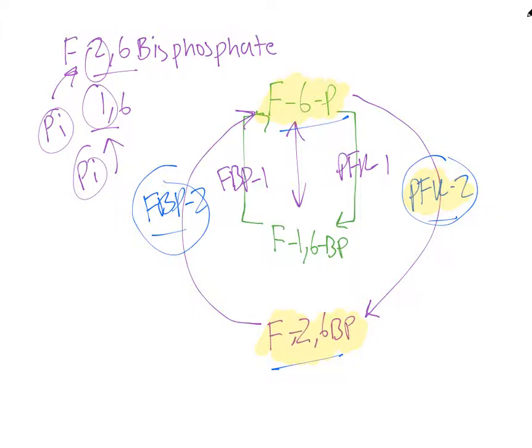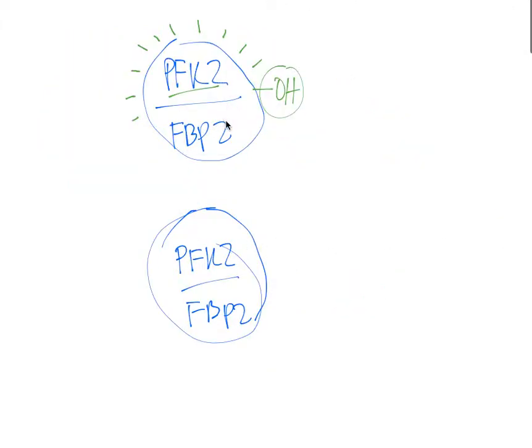So let's go back here. It's going to stimulate glycolysis. Just like how fructose 6-phosphate to fructose 1,6-bisphosphate is going to stimulate glycolysis, this is essentially the same thing. It's going to stimulate glycolysis if it's not phosphorylated. Okay, if it's just regular, it doesn't have a phosphate group, it has the hydroxyl group.